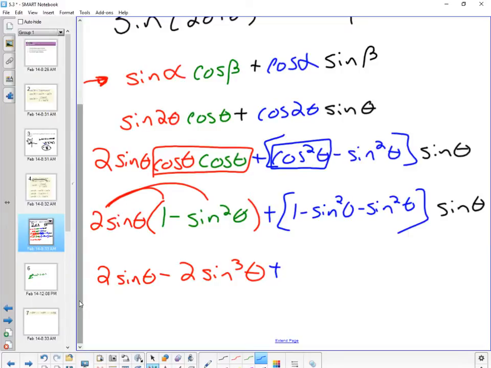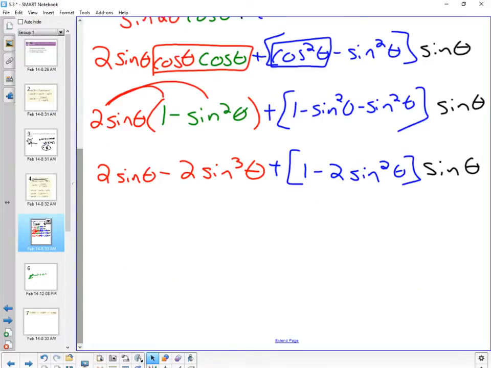So that'll still be a negative, but it'll be sine. So this will become 1 minus 2 sine squared theta. And then I'm multiplying that by the sine outside, so I've got sine theta. Why doesn't it become sine to the fourth? Because I'm combining them.